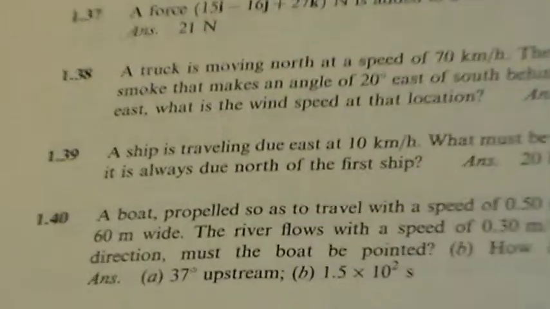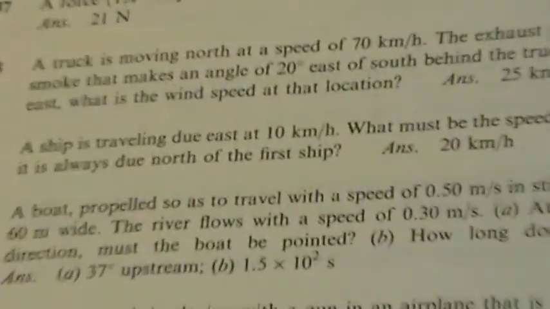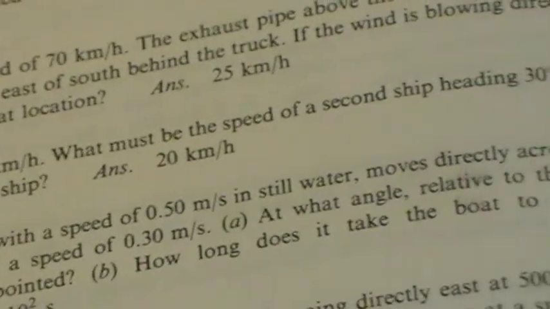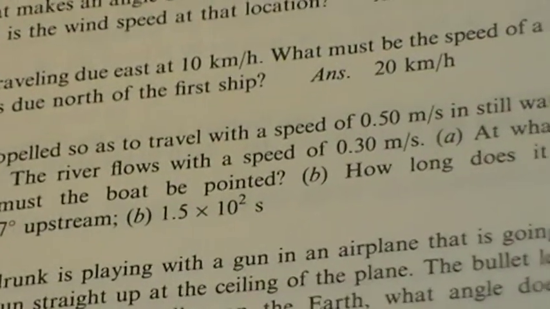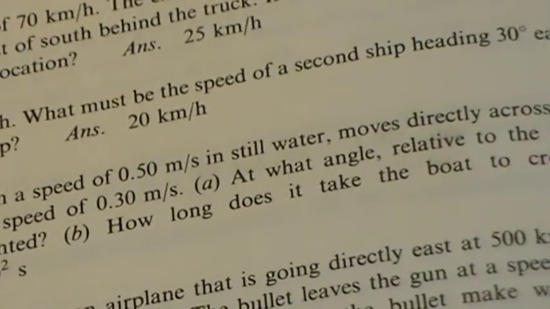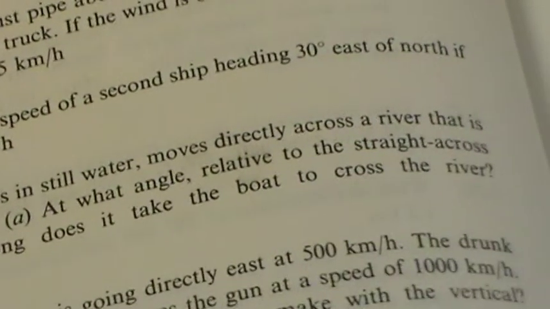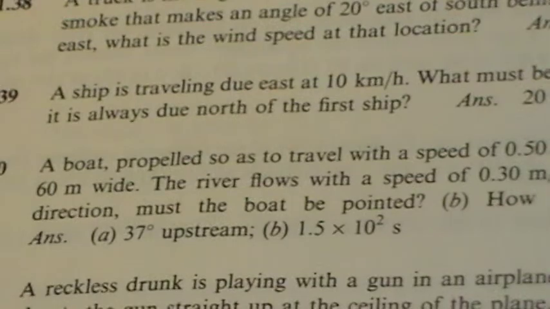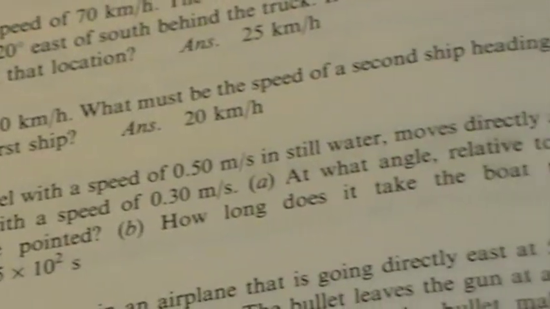A boat propelled so as to travel with a speed of 0.5 meters per second in still water moves directly across a river that is 60 meters wide. The river flows with a speed of 0.30 meters per second. At what angle relative to the straight across direction must the boat be pointed? And how long does it take the boat to cross the river?